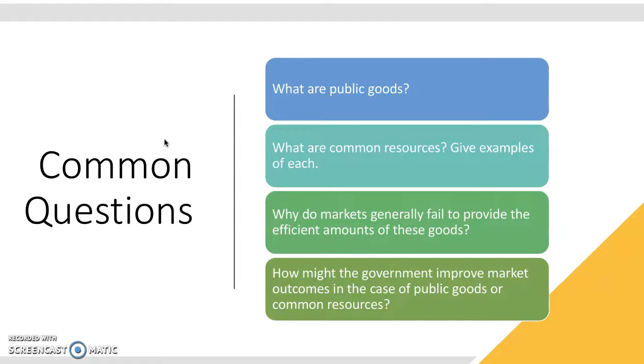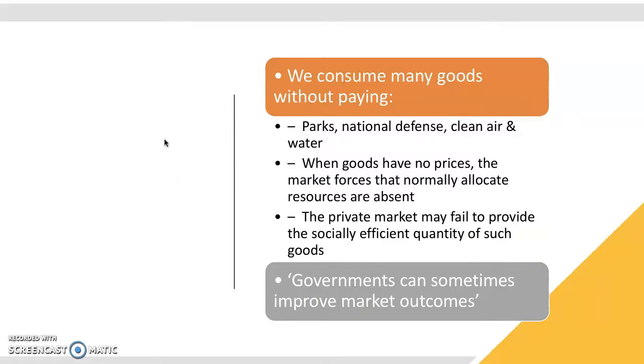So a couple of common questions to coincide with this class and lecture are: what are public goods? What are common resources? And the ability to give examples of each. Why do markets generally fail to provide the efficient amounts of these goods? And how might government improve market outcomes in the case of public goods or common resources?